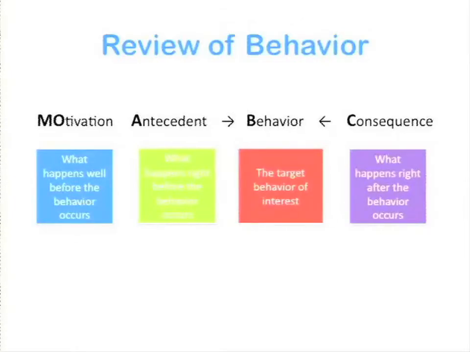So just to analyze this a little bit further, we have the behavior, that's the target behavior of interest. Whenever the behavior occurs, we want to analyze what happened right before and what happened right after the problem behavior. The antecedent is what happened immediately before the behavior occurred, and then the consequence is what happens immediately following the behavior.